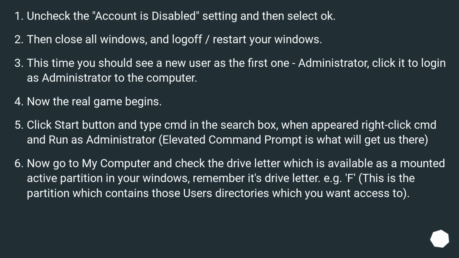Then close all windows, and log off, restart your Windows. This time you should see a new user as the first one, Administrator. Click it to log in as administrator to the computer. Now the real game begins. Click the Start button and type CMD in the search box. When it appears, right-click CMD and run as administrator. An elevated command prompt is what will get us there. Now go to My Computer and check the drive letter which is available as a mounted active partition in your Windows. Remember its drive letter, for example F. This is the partition which contains those users' directories which you want access to.